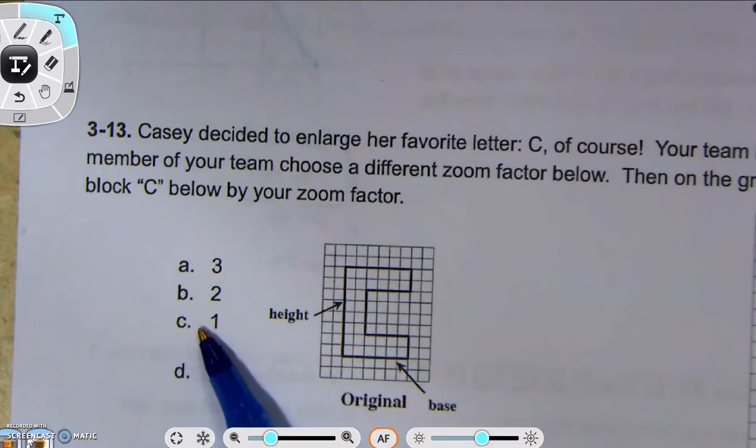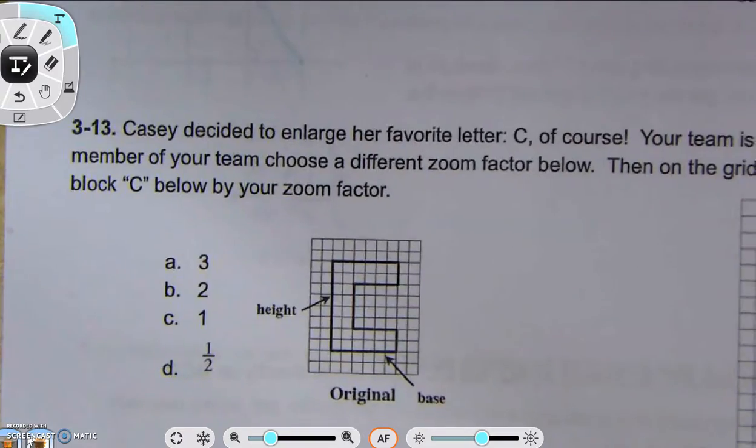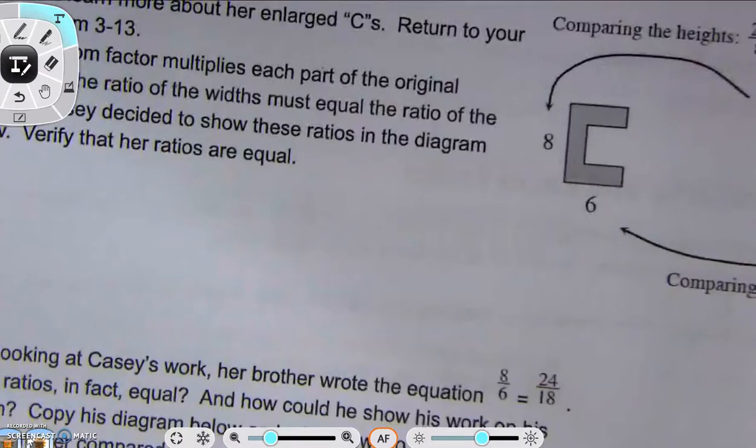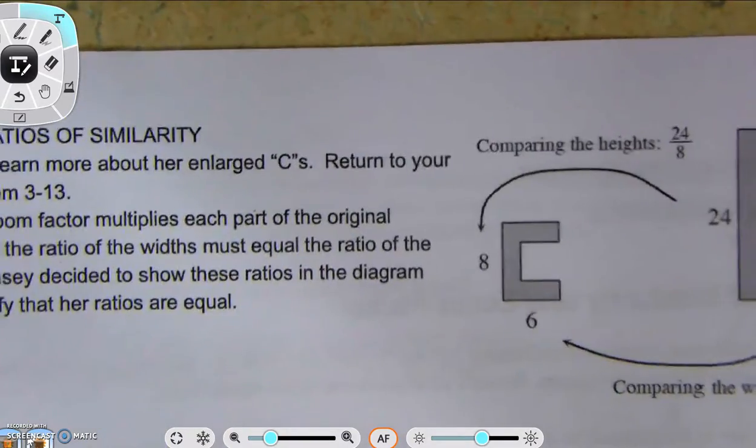A couple other things really quickly. We figured out that something with a scale factor of 1 should just be the same exact thing, and overall you guys did a pretty good job with this. So we're going to quickly take a look at the last page.